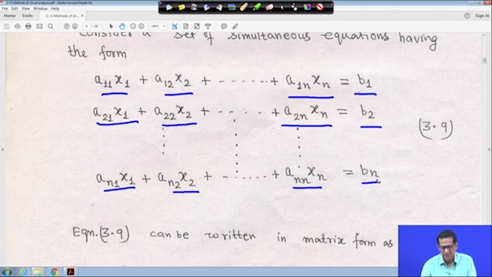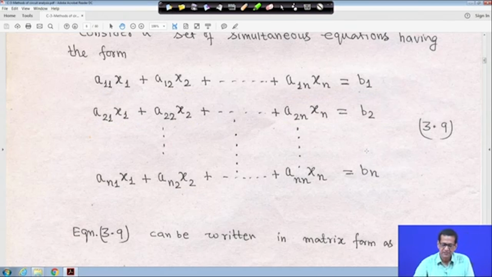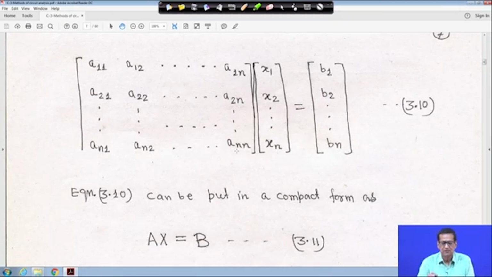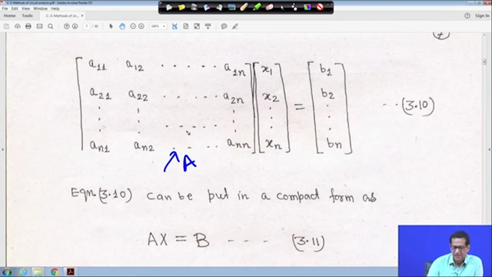If you put these equations in the matrix form, then we can make it like this. This is your A matrix, with entries a11, a12, a1n and so on. You have studied a little of this in higher secondary, in the matrix chapter. This is x, with x1, x2, xn. A is an n into n matrix, x is an n into 1 vector, and on the right-hand side b1, b2, bn is b, also an n into 1 vector. This is given as equation 3.10.